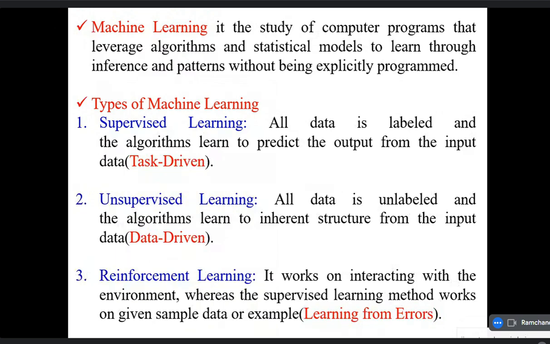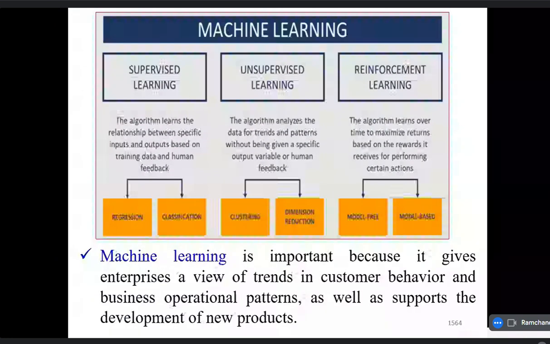What is meant by unsupervised learning? All data is unlabeled and the algorithms learn the inherent structure from the input data. That is called data driven. That is called unsupervised learning. Data must be huge. Then what is meant by reinforcement learning? It works on interacting with the environment, whereas the supervised learning method works on given sample data or examples. Learning from errors is called reinforcement learning.